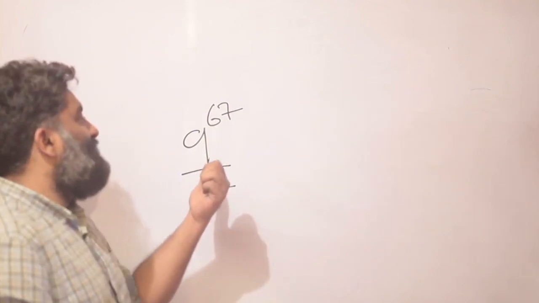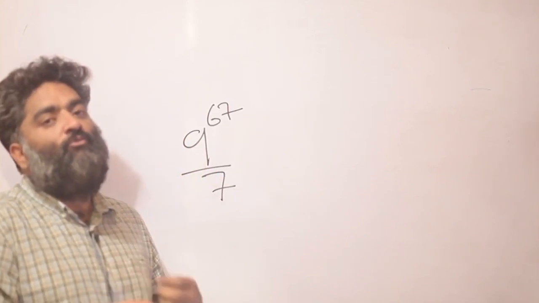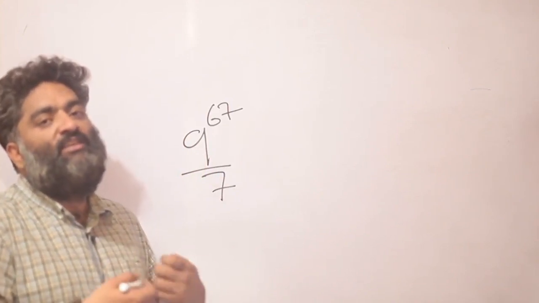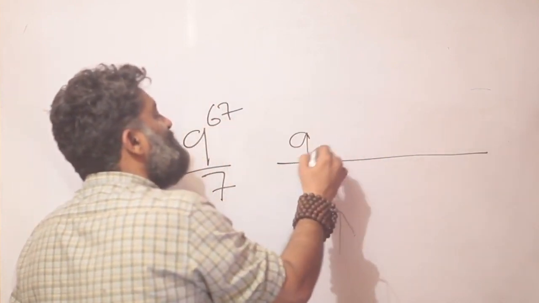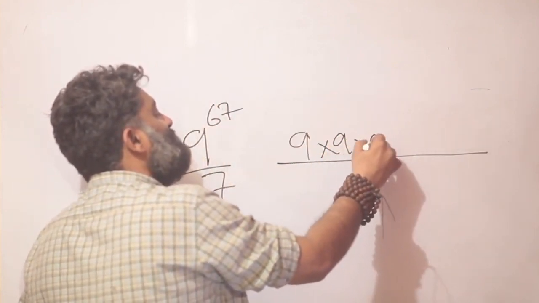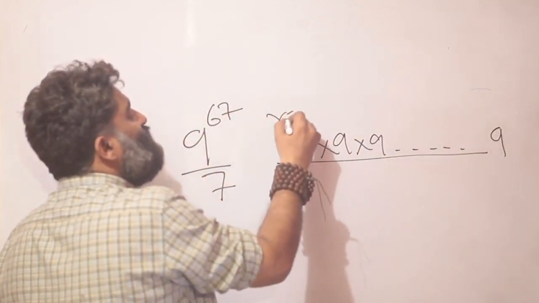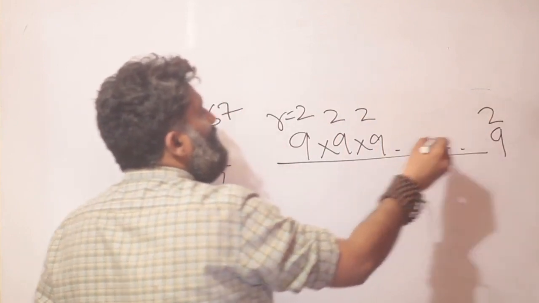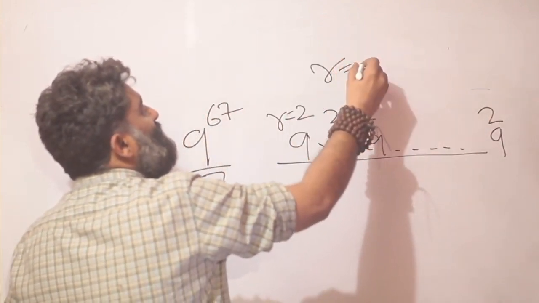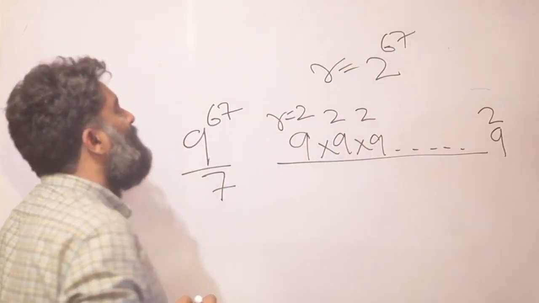Don't worry, we will not do it one more time, but just repeating the idea. So what have we learned so far? What are the key findings for us? That this 9 raised to 67 is a lot of 9s. Each 9 is going to give me a remainder of 2. That means my overall remainder would be 2 raised to 67.